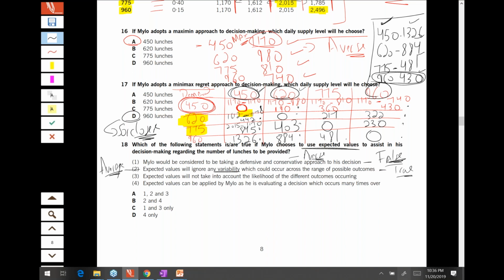Expected value will not take into account the likelihood of different outcomes occurring. Is this true or false? This is false because it does consider the likelihood of different outcomes occurring by using probabilities. It's false. Are you all getting my point?